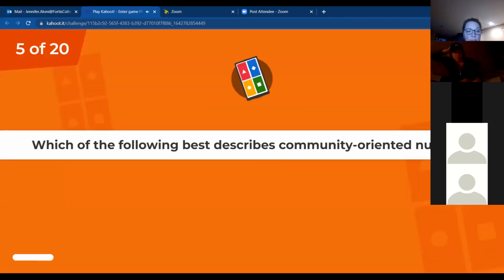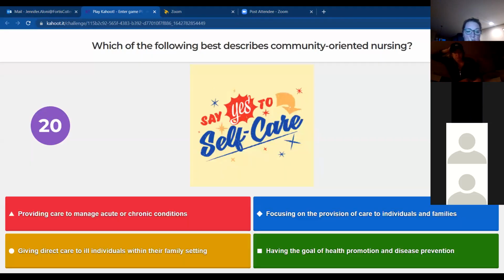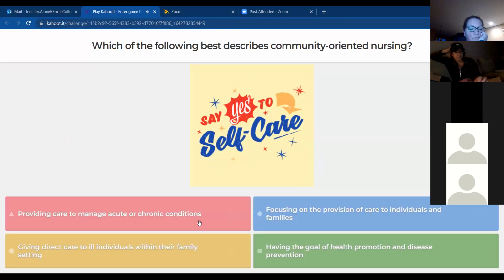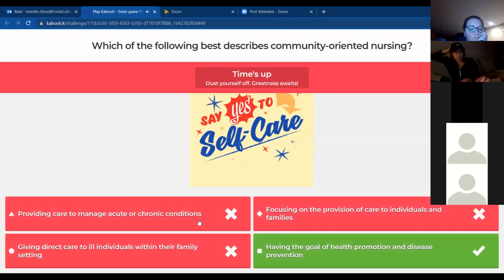Okay. Which of the following best describes community-oriented nursing? Remember, it's community-oriented or community-based. Okay. Well, that's good. Okay. So then, all right, community-oriented. Somebody tell me what they know about it.